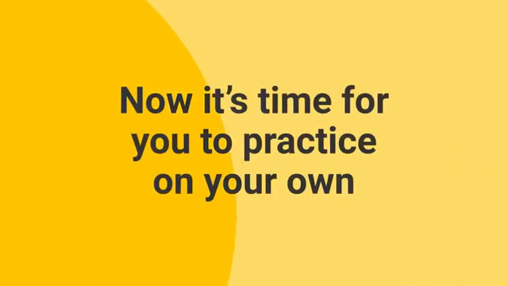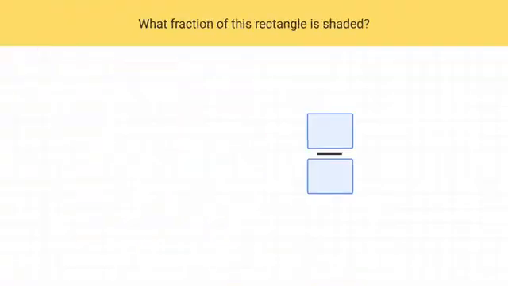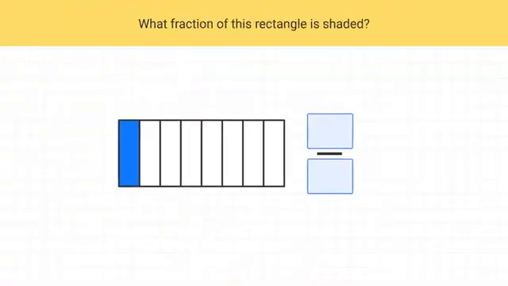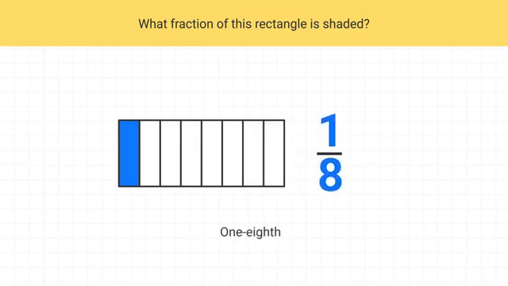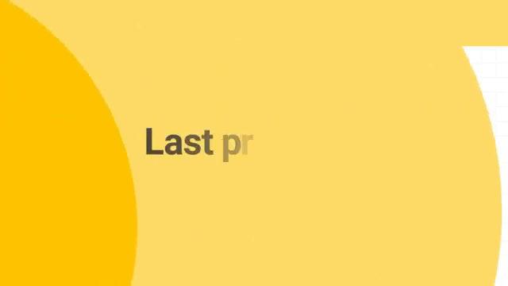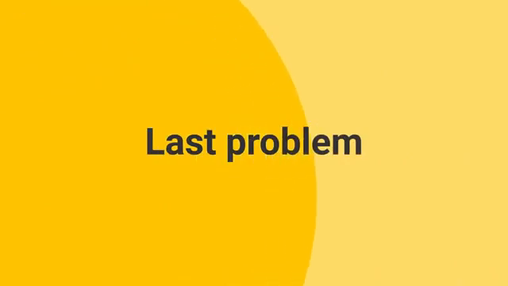Now it's time for you to practice on your own. What fraction of this rectangle is shaded? We have 1 piece that is shaded, so we put a 1 in our numerator. And then we could count that there are 1, 2, 3, 4, 5, 6, 7, 8 pieces in the whole rectangle. So we put an 8 in our denominator. Our fraction is 1/8.